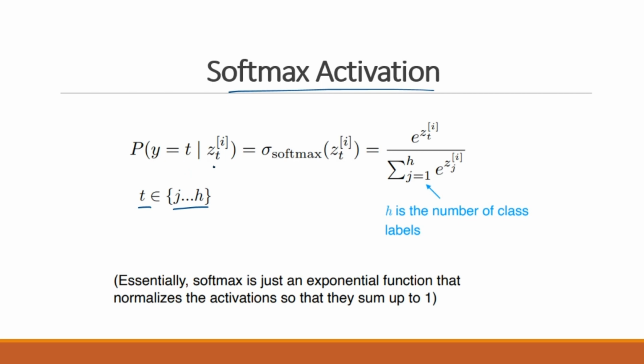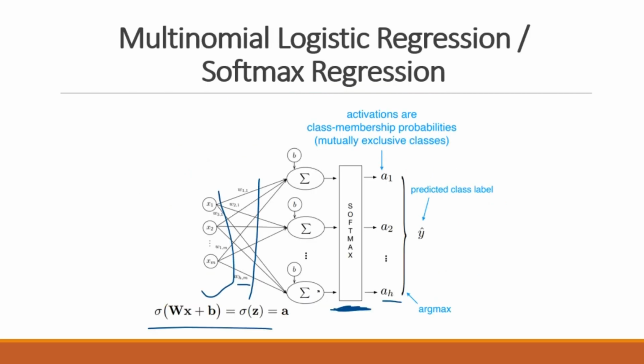So if I go back here, this is Z1, Z2 up to ZH. So we have H inputs here. And from that, we can compute this one, which is essentially the probability that the class label belongs to class 1, like A1, given the input vector.